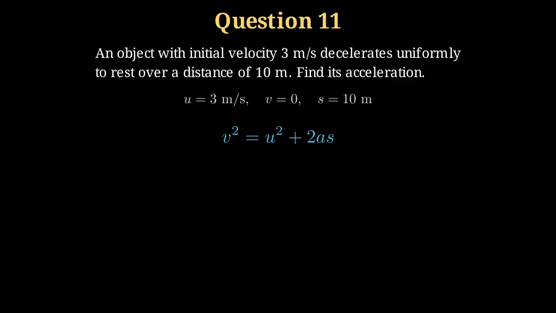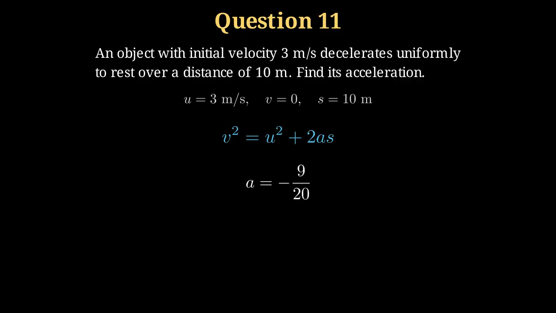We have u, v, and s, and we want a. So we use the equation of motion v squared equals u squared plus 2as. Substitute the numbers. 0 equals 3 squared plus 2 times a times 10. 3 squared is 9, and 2 times 10 is 20. So 0 equals 9 plus 20a. Take 9 to the other side and divide by 20.